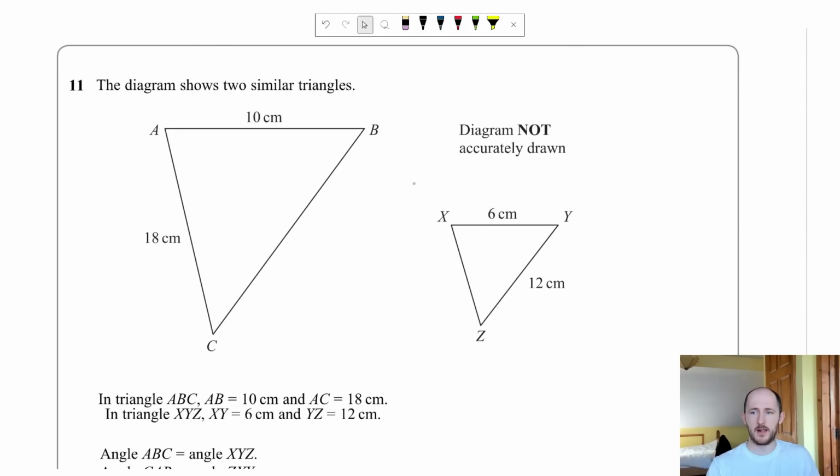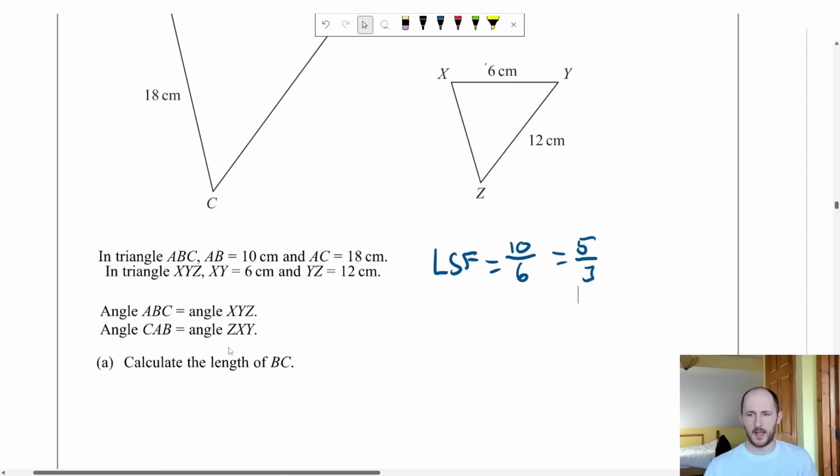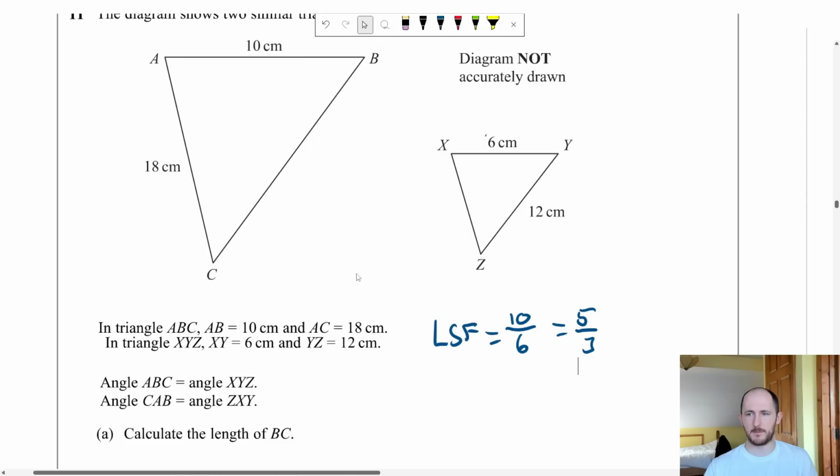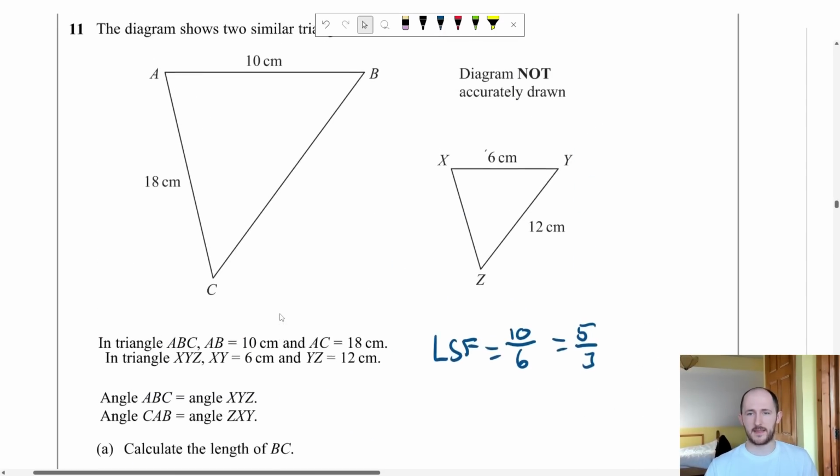So to go from the smaller to the larger shape, all I want to do is do 10 divided by 6. You always want to pick sides that are corresponding to each other. So XY is of course the same as AB, AC is the same as XZ, and BC is YZ. And that is the scale factor. We want to find out BC, that corresponds to YZ. So BC is just equal to YZ, which is 12, multiplied by 5/3, which would be 20 centimeters for 2 marks.